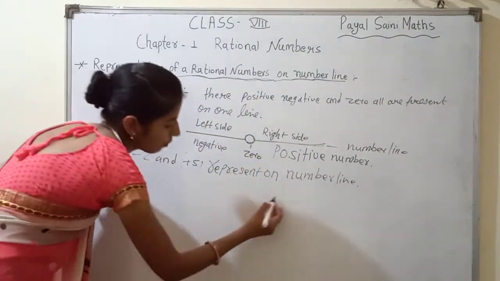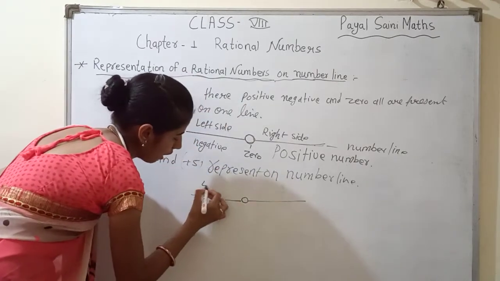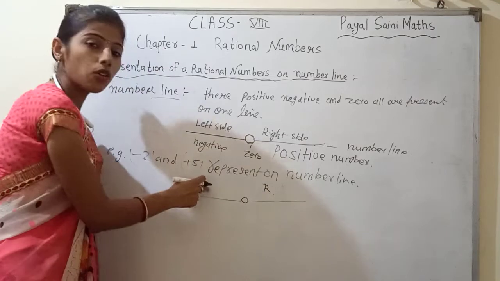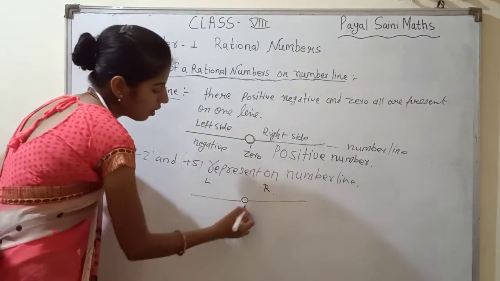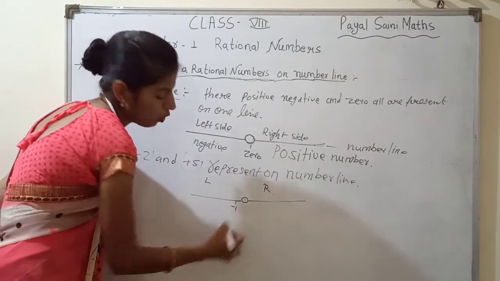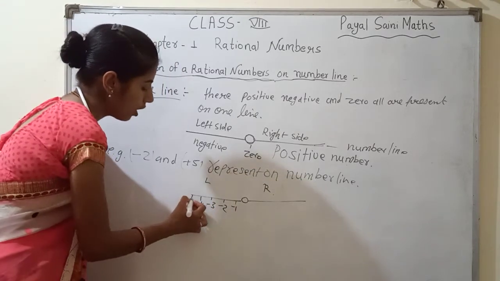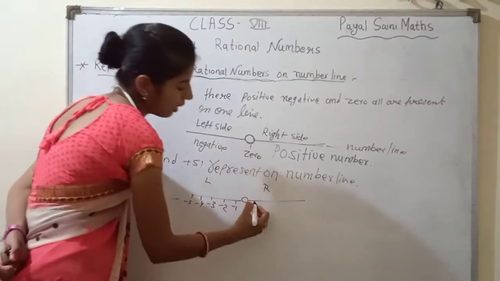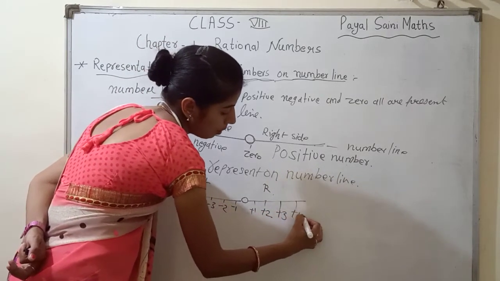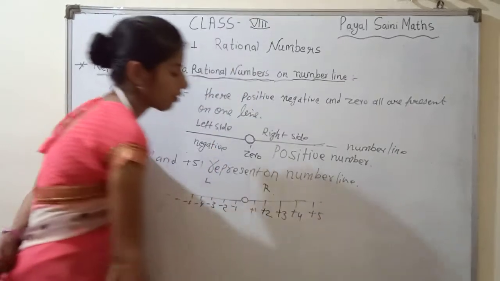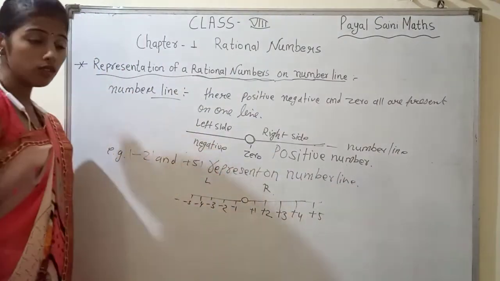Now we make a line here. First we make 0. Before the 0 is the left side and after it is the right side. I write L here, which means left side, and R means right side. Here is 0. After 0, the negative numbers start from -1, -2, -3, -4 and so on. Likewise here +1, +2, +3, +4, +5. Now our question says represent -2 and +5 on the number line.